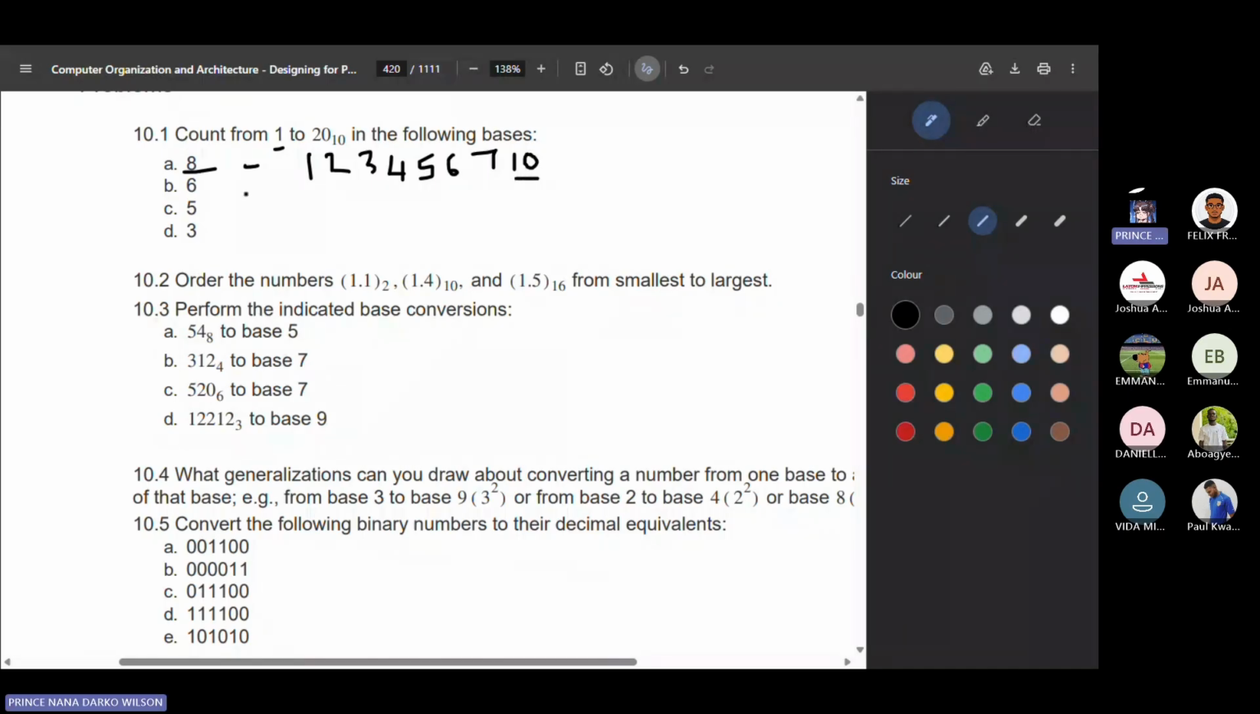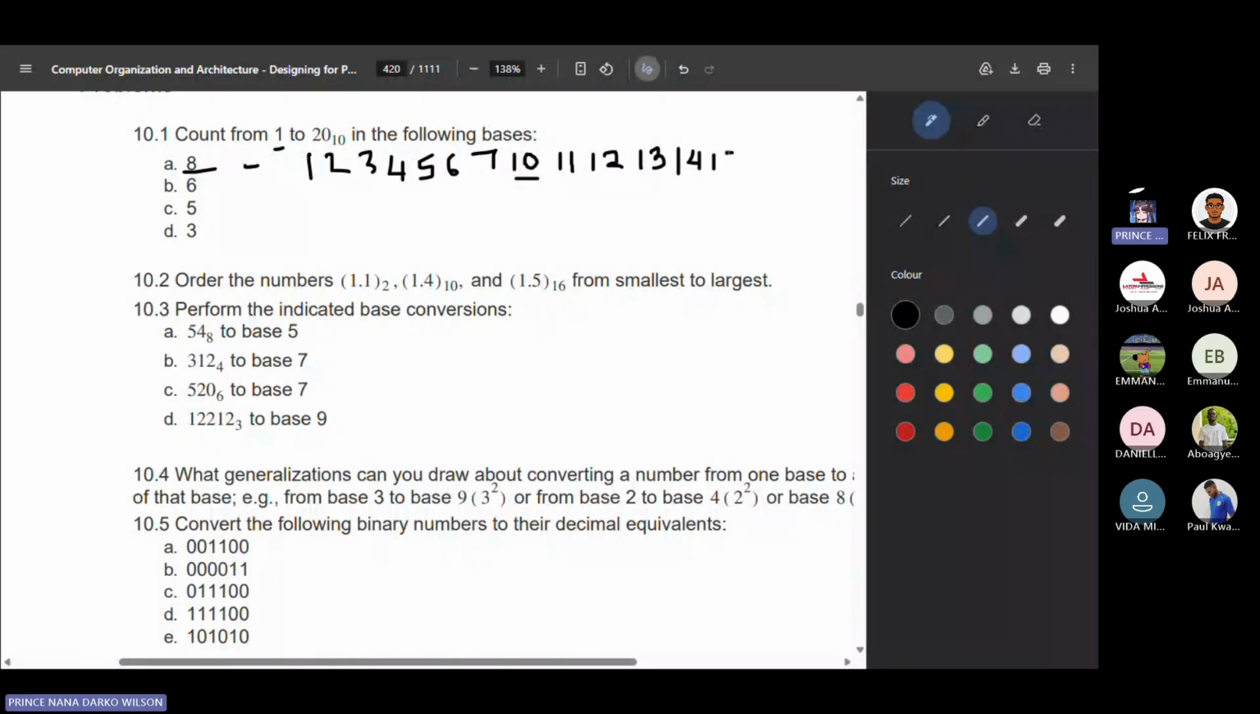The one that will follow in this case is 9. 8 goes there once, remainder 1. The one that follows is 10. 8 goes there once, remainder 2. The one that follows is 11. 8 goes there once, remainder 3. The one that follows is 12. 8 goes there once, remainder 4.